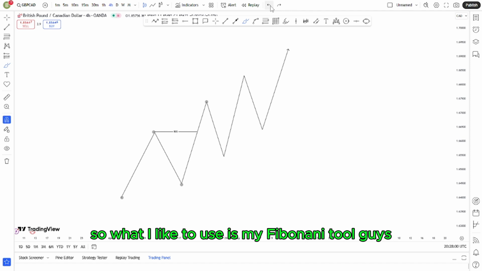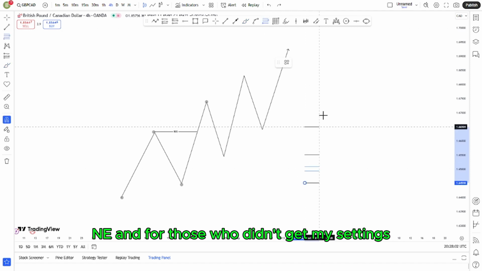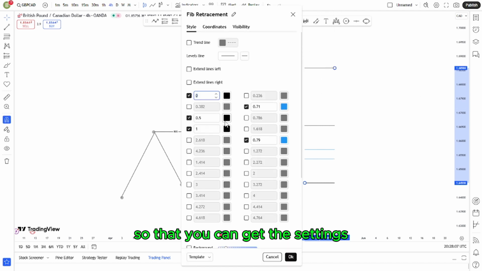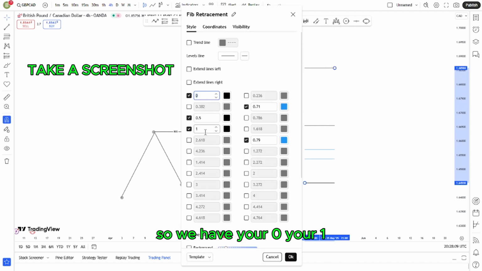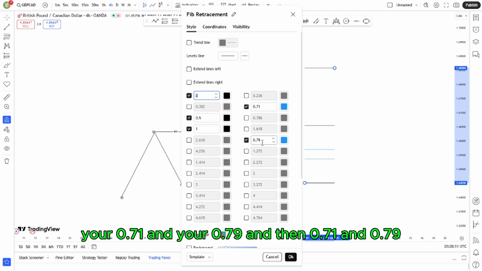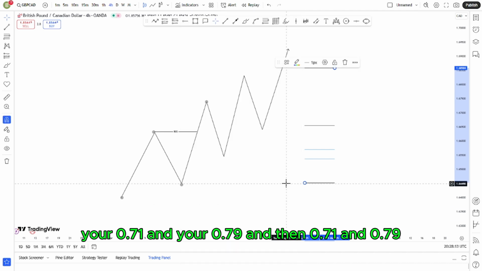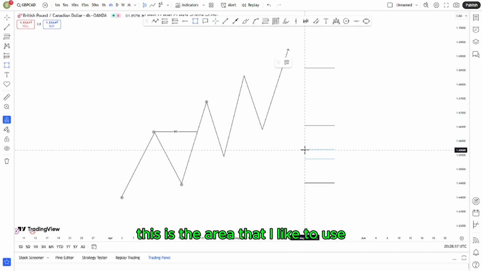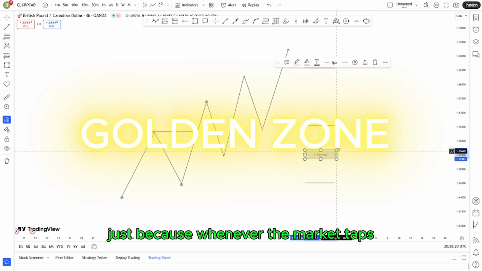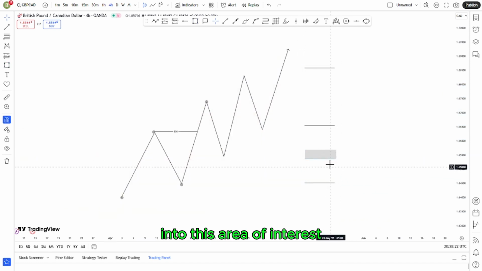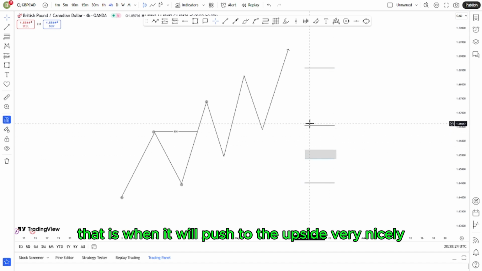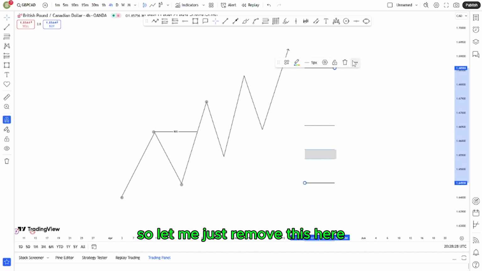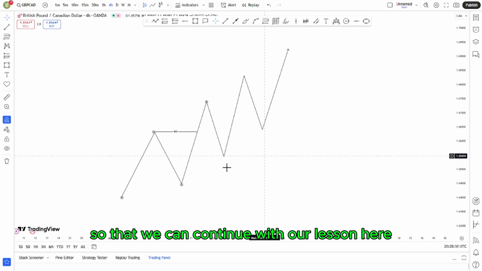What I like to use is my Fibonacci tool, guys. For those who didn't get my settings, I can just double click it so that you can get the settings. We have your 0, your 1, your 0.71, and your 0.79. The 0.71 and 0.79 is the area that I like to use, and I call it the golden zone, just because whenever the market taps into this area of interest, that is when it will push to the upside very nicely, guys.